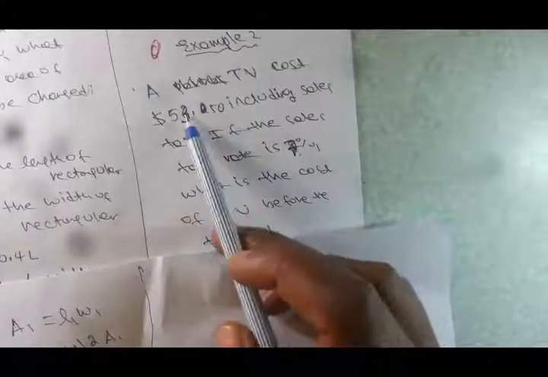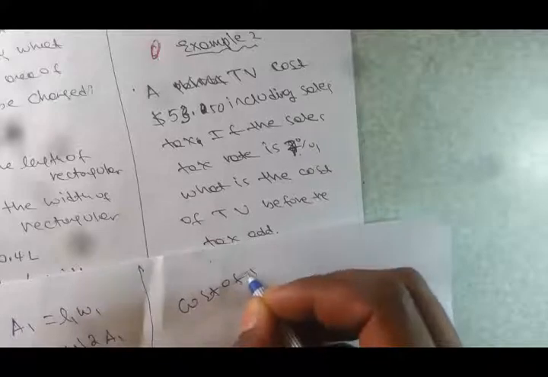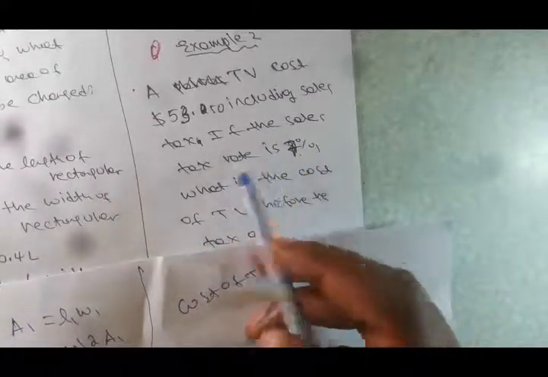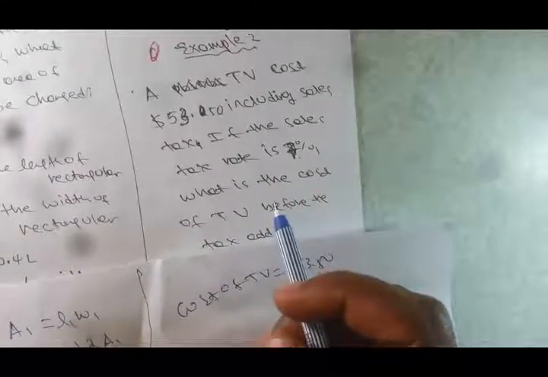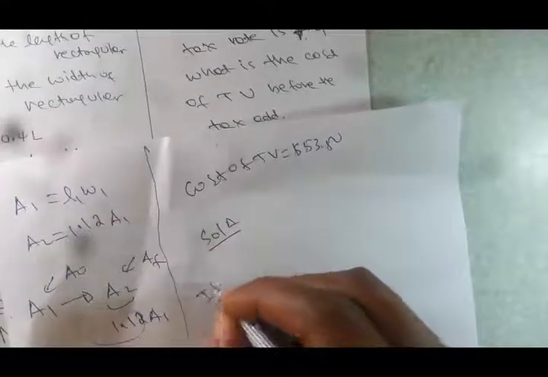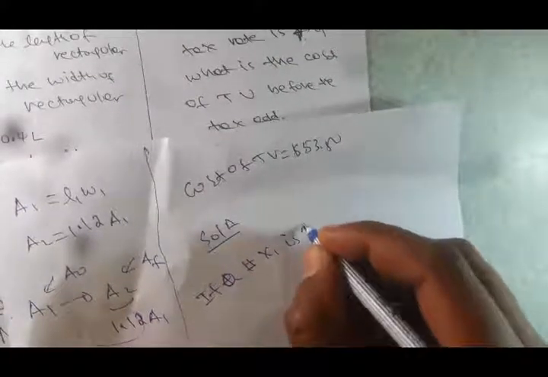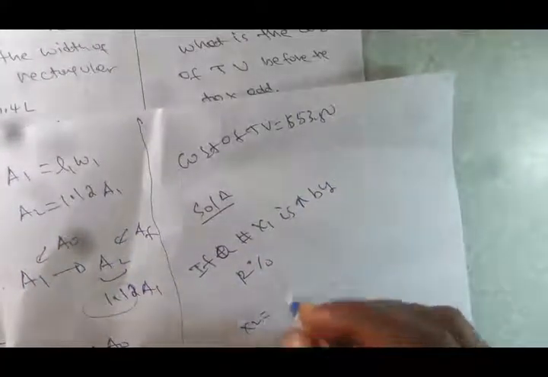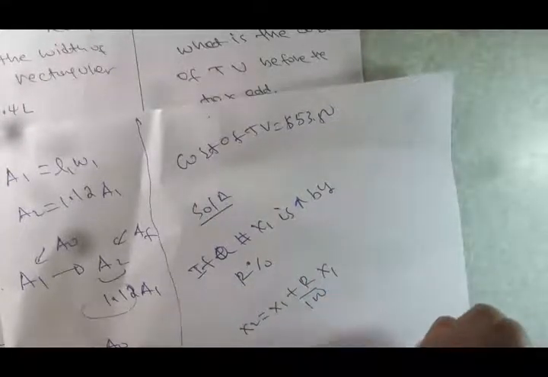And example 2 says that the cost of a TV was $53.50 including sale tax. If the sale tax was 7%, what is the cost of the TV before sale tax was added? Solution. We know that if a number x1 is increased by r%, then x2 is equal to x1 plus r over 100 of x1.